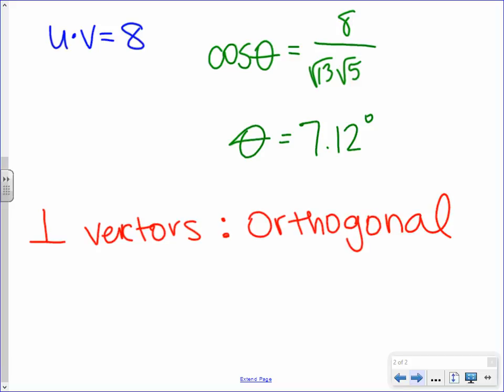Orthogonal. Perpendicular vectors we call orthogonal. So if our dot product is 0, we know that the angle has to be 90 degrees, which means our vectors would be orthogonal. We don't have to go through the entire process of finding the angle. We know if that dot product is 0, our vectors are orthogonal.